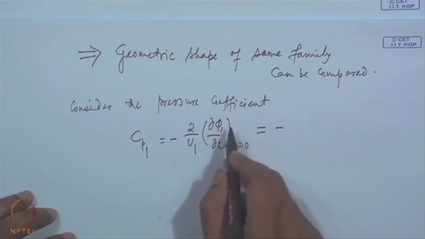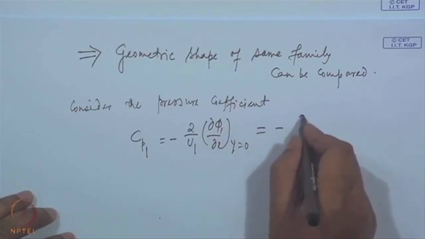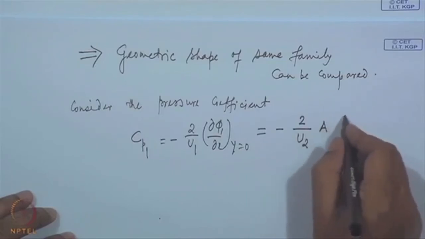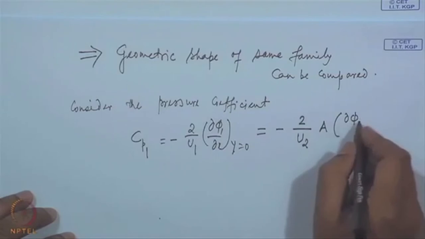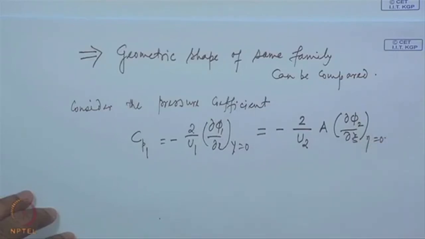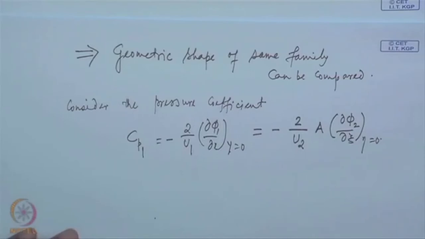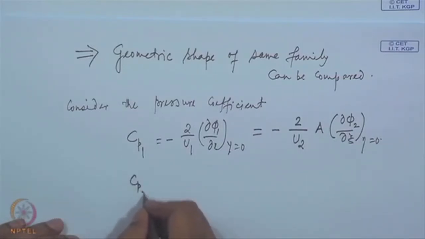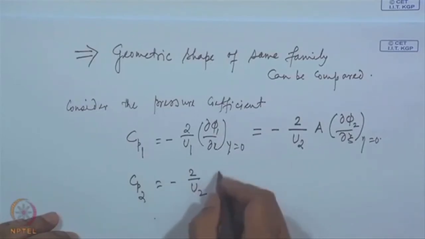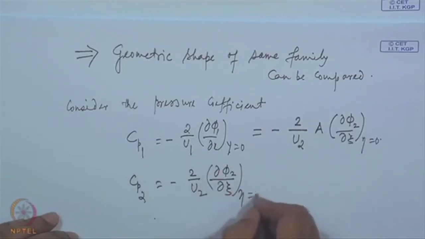If we substitute this, then it becomes minus 2 by u 2 into A d phi 2 d xi at eta equal to 0. Now, the pressure coefficient on the second flow or over the second body is simply minus 2 by u 2 d phi 2 d xi at eta equal to 0.